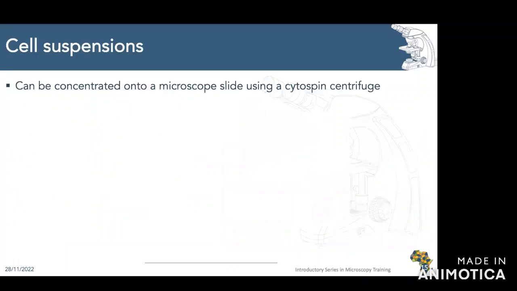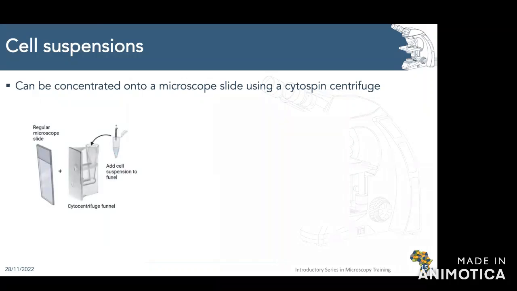So oftentimes you have a cell suspension and not cells that can be grown and attached. And so how do we get these onto a microscope slide so we can image them? So this is done using something known as a cytospin centrifuge or a cytocentrifuge. It is a specialized equipment, so you would need to have access to that, but a lot of the histology labs do have these present.